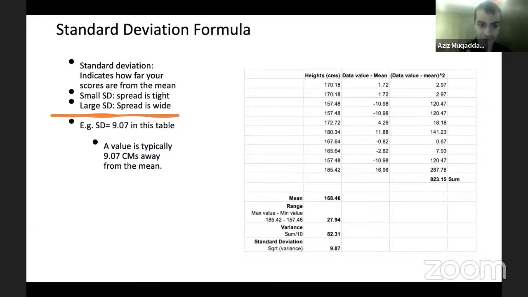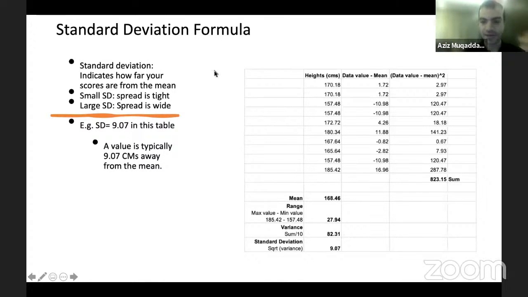So on average, each individual is 9.1 taller or shorter than the average height, right? The average height in this case is 168.5, which means on average, the other individuals are either 9.1 shorter or 9.1 taller. So that's basically where the average unit is. And when we say average, that's the key point: we're not talking about a specific individual in this data set or in this table. We're taking it in totality.